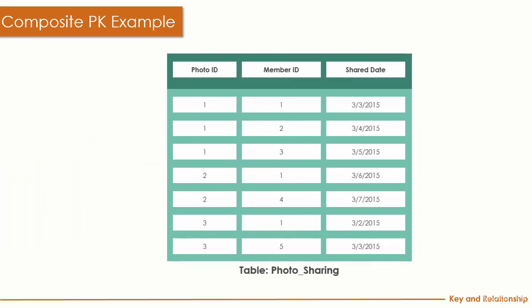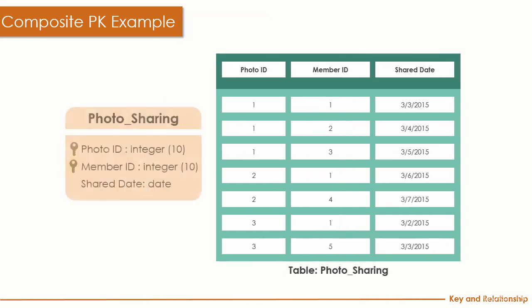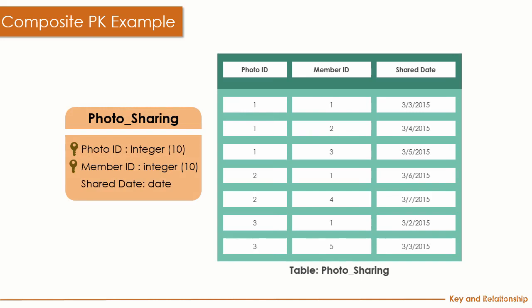In this case, the photo ID in the photo sharing table is not unique. We are allowed to share the same photo to multiple team members. And even the team member is not unique, because he can have multiple photos shared to him. In this case, we need to combine these two columns to form a unique primary key. Then we call it a composite key. You will see both columns have the key icon on the left hand side.